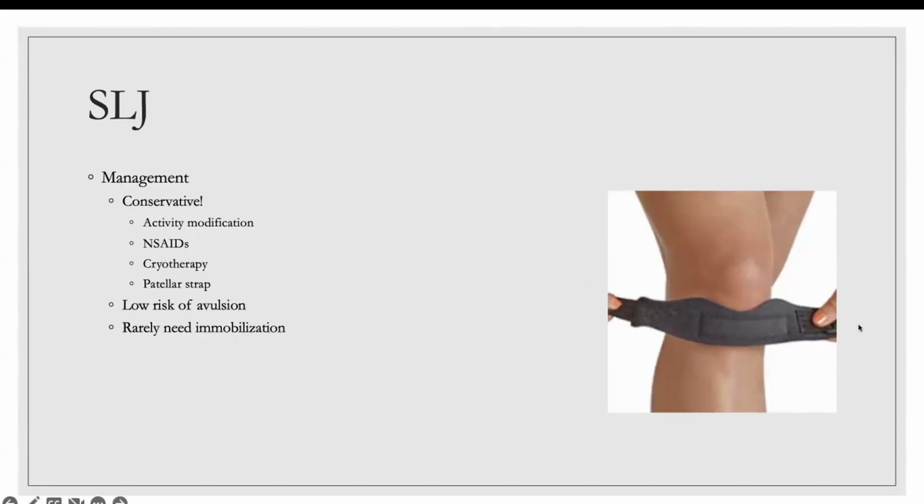And then you're also going to want to prescribe a patellar strap that should be worn on the tendon in between the patella and the tibial tuberosity itself. These kids are okay to let progress quickly because they have a low risk of avulsion and they rarely need immobilization. But if you've got a kid that's super painful, you can always consider it.